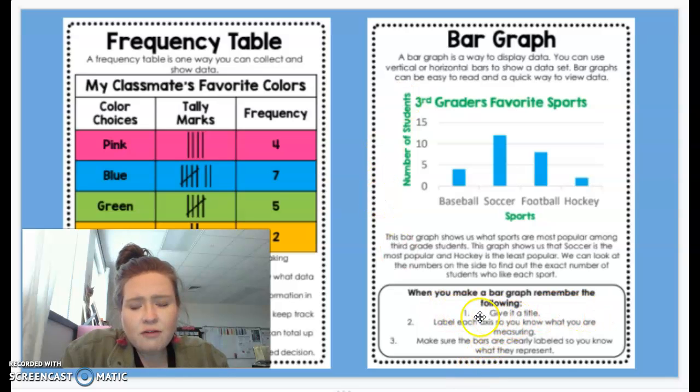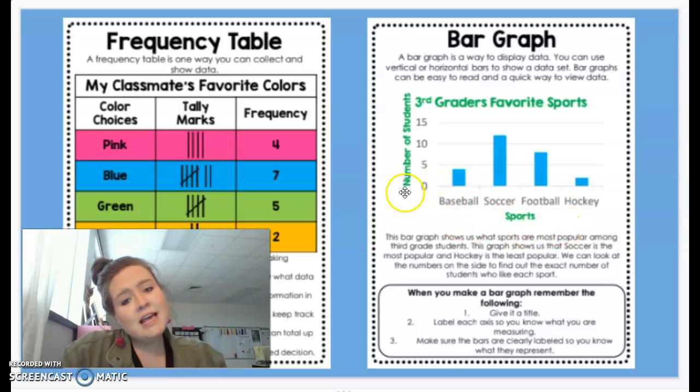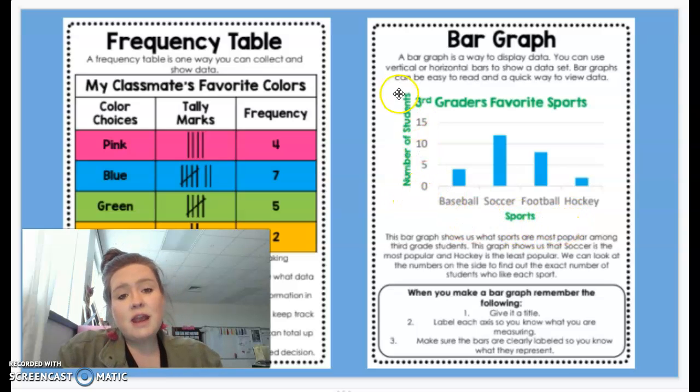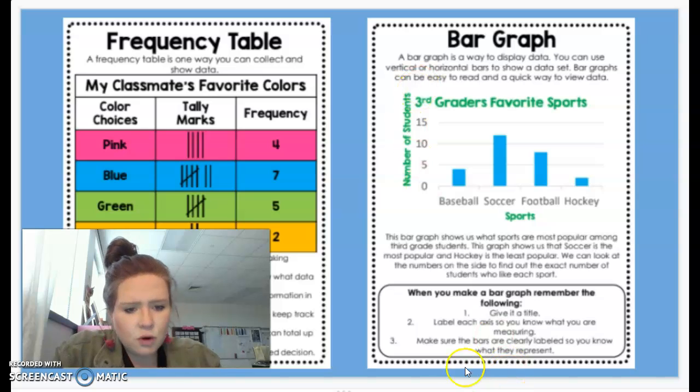When you're making a bar graph, remember the following. Give it a title. There you go. There's your title. 3rd graders' favorite sports. Label each axis so you know what you are measuring. So down here is the sports. Those are your categories. This is an axis. And the number of students. What do 0, 5, 10, 15 represent? What are baseball, soccer, football, hockey? Those represent the sports. And the numbers on the side represent the number of students who like that sport.